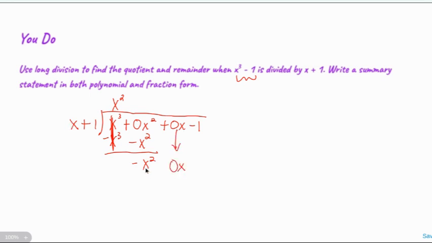So I got x times what gives me negative x squared. That would be a minus x. And 1 times negative x is negative x. And then when we subtract, remember we're changing that to addition. So this again cancels, and we just get x. And we'll bring down our negative 1.